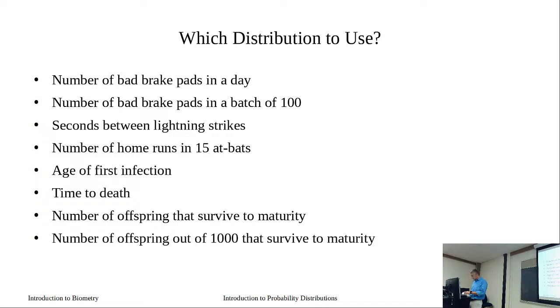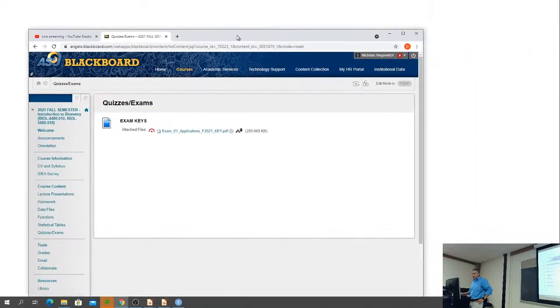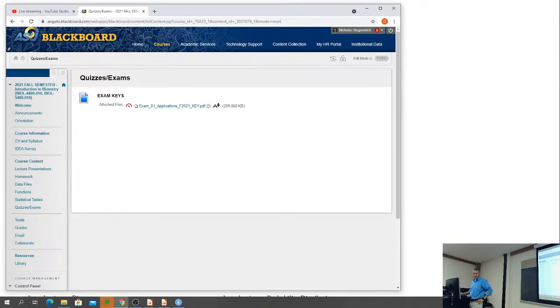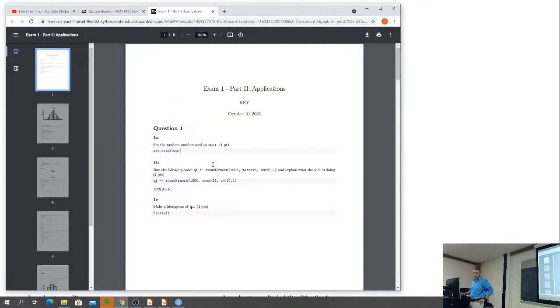So here's the key for the application. I'll put this outside my office. You can check it out. If you have questions about it, you could ask me about it. The key for the exam, if you click on the quizzes and exams, you'll get the key. You'll get mine.